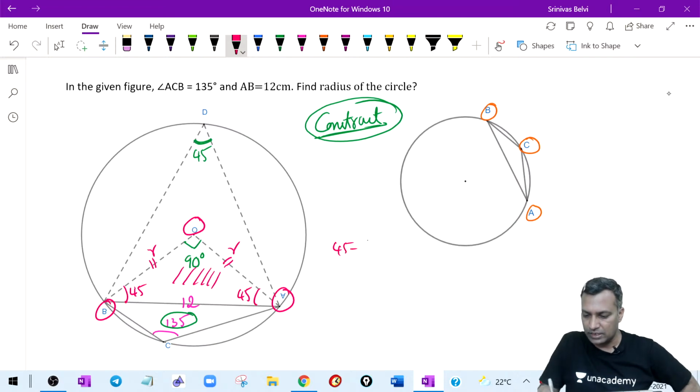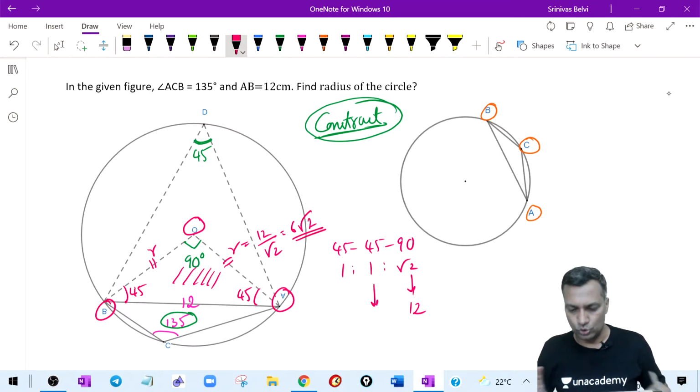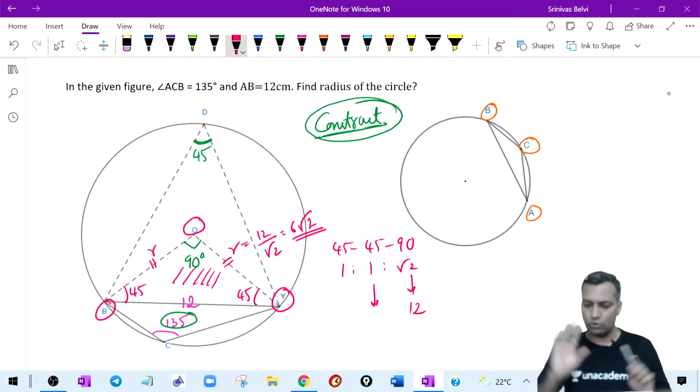We were talking about this yesterday. In a 45-45-90 triangle, the sides are in the ratio 1:1:√2. Root 2 corresponds to 12. Therefore 1 corresponds to how much? That is the value of the radius. Therefore 12 divided by root 2. What is 12 divided by root 2? As most of you said, it is 6√2. Comfortable, right?